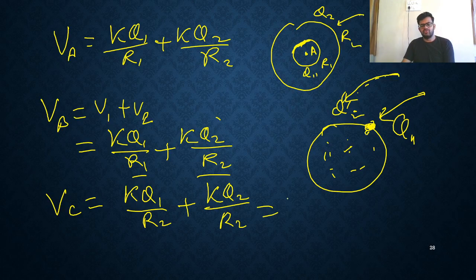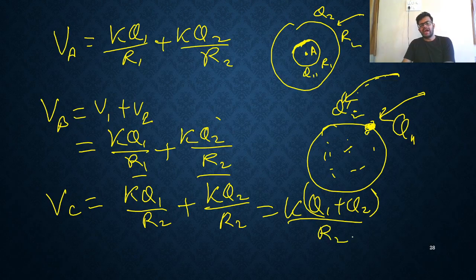So this is the general formula: K(Q1 plus Q2) upon R2. Why only R2? Because the charge is coming from infinity to the outer surface. Whenever they ask for the potential at the outermost surface, no matter how many spheres there are, always do it like this: bring all the charge from infinity to the outermost surface only. You'll get the answer like this. That's all. So this is the potential at point C.